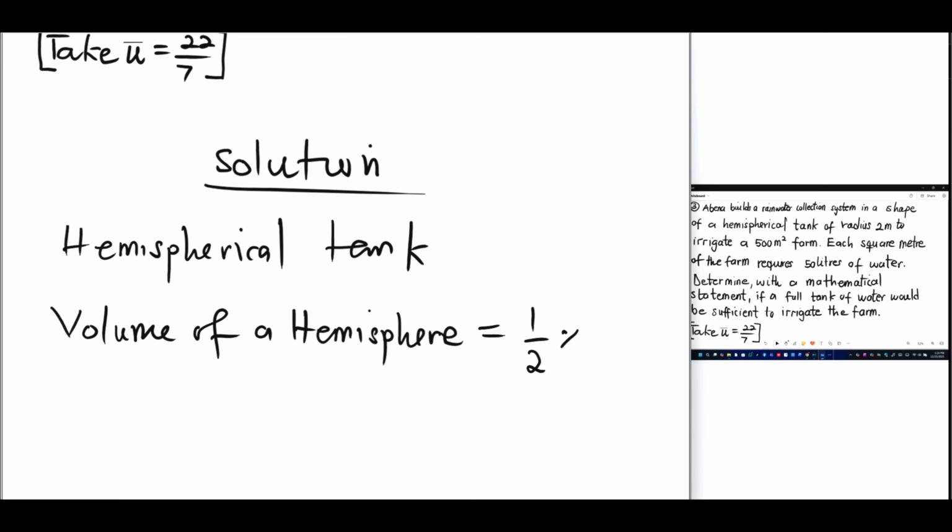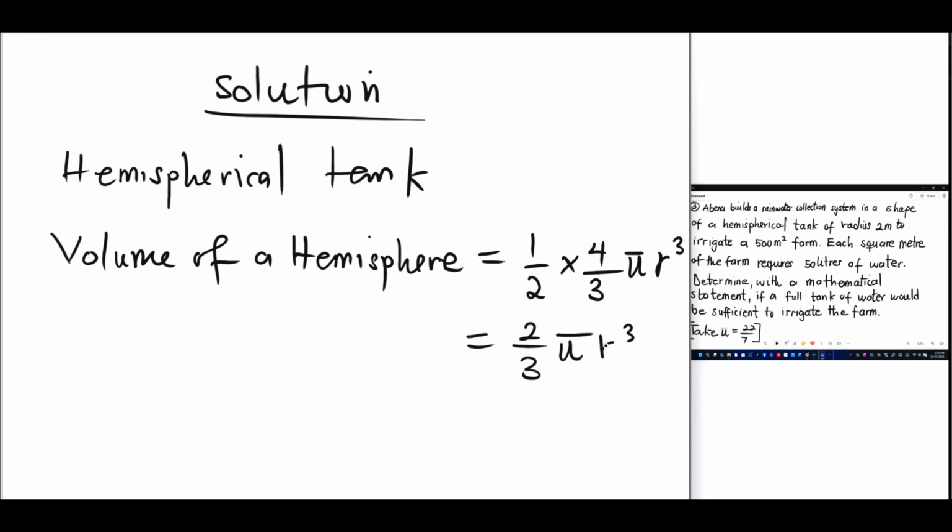So half of the formula for finding the volume of a sphere, which is 4/3 pi r cubed, gives us 2/3 pi r cubed. So this is the formula that we'll be using to find the volume of the hemispherical tank.